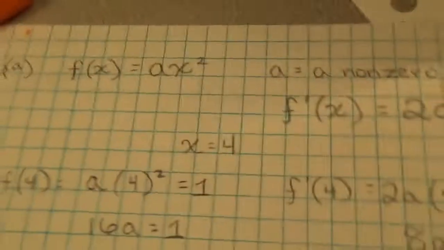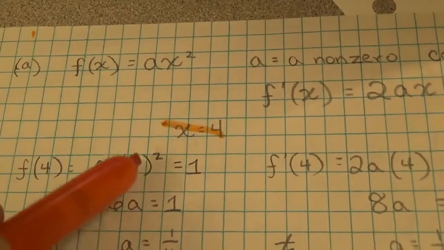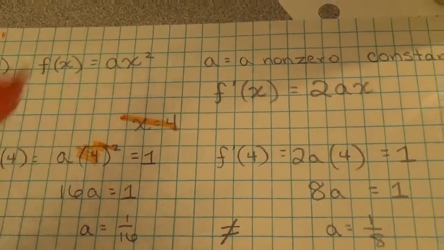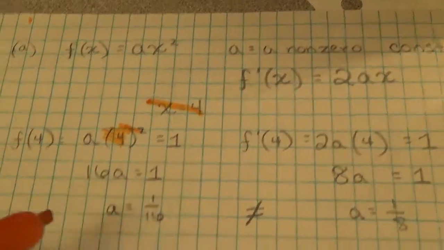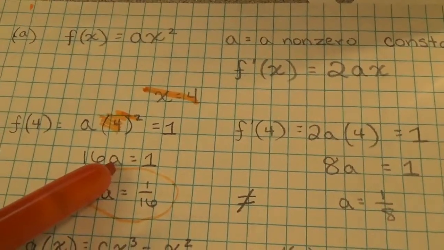So now I'm going to plug 4 in for x, because x equals 4. So I plug 4 into the original function, and I get 4 squared. So I get 16 times whatever number a is, and the answer has to be 1. Solving for a, I get a equals 1/16.